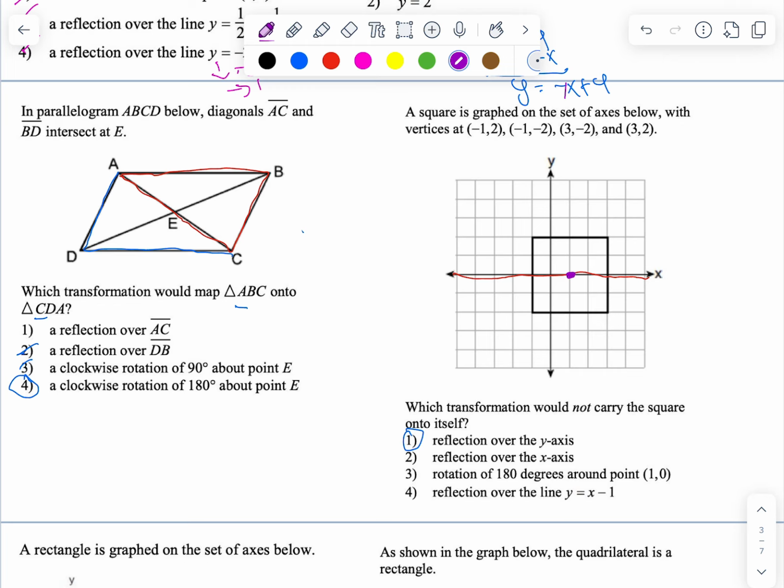And a reflection over the line y equals x minus 1. So the y-intercept is negative 1. The slope is 1. So up 1 over 1, up 1 over 1, up 1 over 1. That is a line of symmetry.